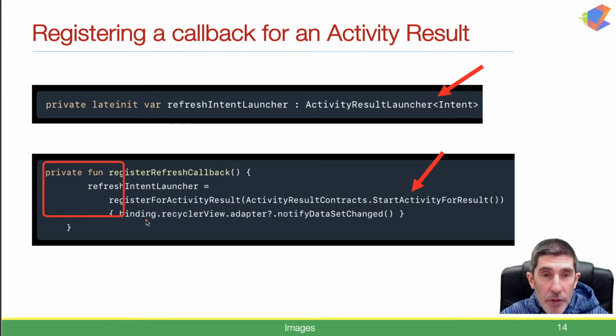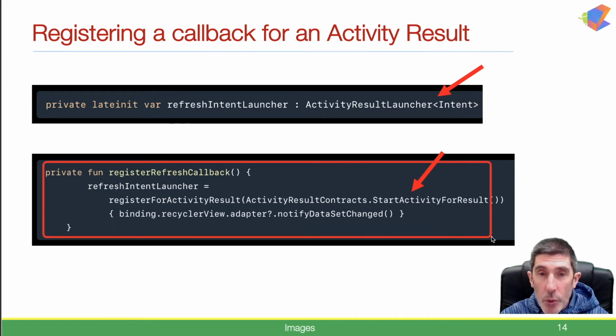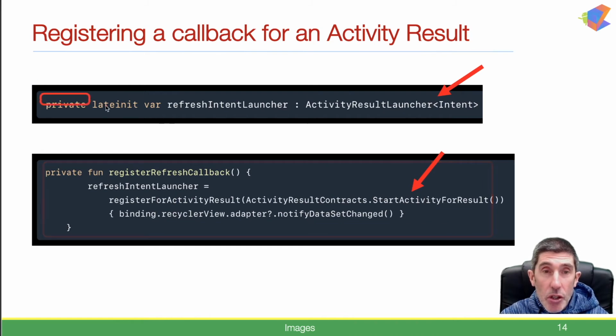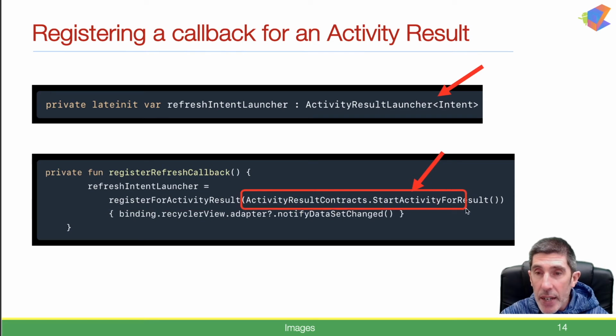Then we have a separate function which will actually register it. All this is doing is just declaring it. To actually register it, I'm going to wrap it up in a registerRefreshCallback function, and we assign it. There's the variable we just declared, our refreshIntentLauncher, and we say registerForActivityResult, passing in ActivityResultContracts.StartActivityForResult.